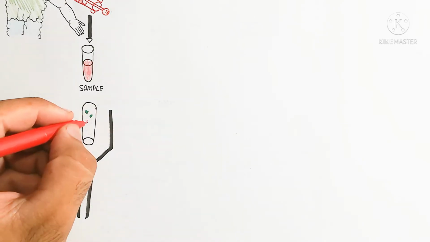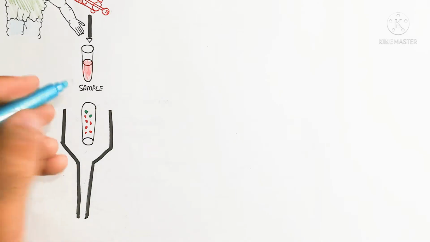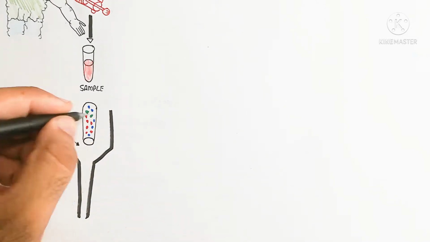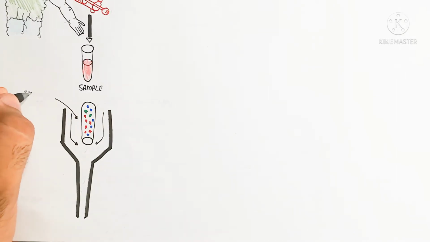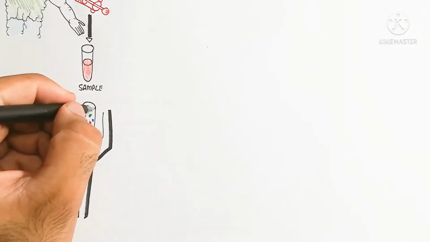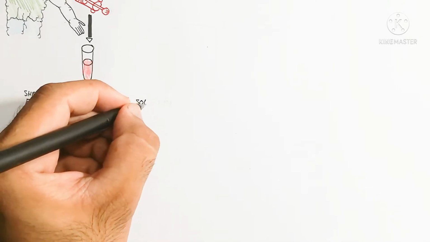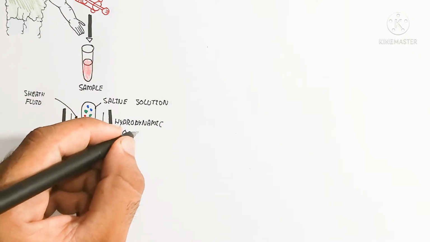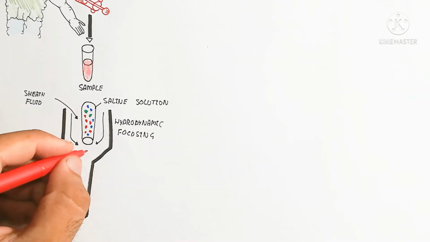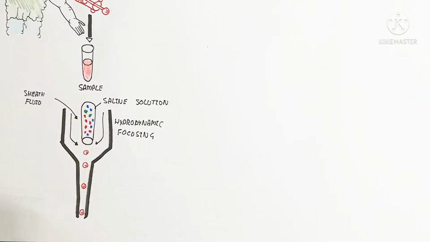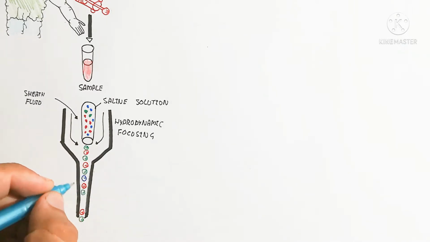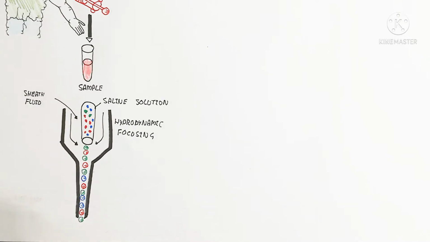So here is the flow cytometer, a simple diagram for understanding it, which contains sheath fluid. Inside, where we put the cells, is a saline solution, which separates the cells. And we will discuss hydrodynamic focusing. Hydrodynamic focusing means the movement of cells one by one so they can be detected by a laser beam.